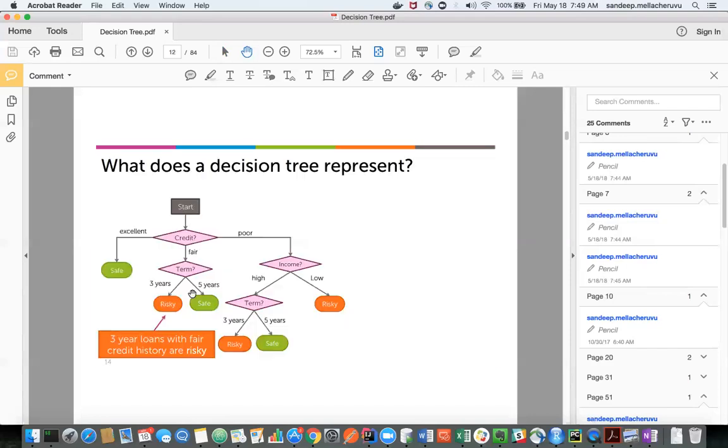Now the question is, how do we build it? I already gave you the intuition about the decision tree. If the credit history is fair, as well as the loan term is 3 years, then I decide that the loan is very risky to give. At the same time, if the credit history is fair and you have a 5-year loan term, you say it is safe. All these kinds of decisions are done just by following this tree. The only problem is, how do you create this tree yourself?